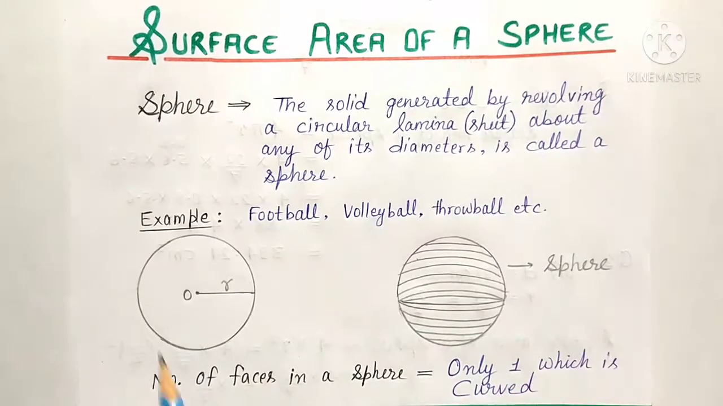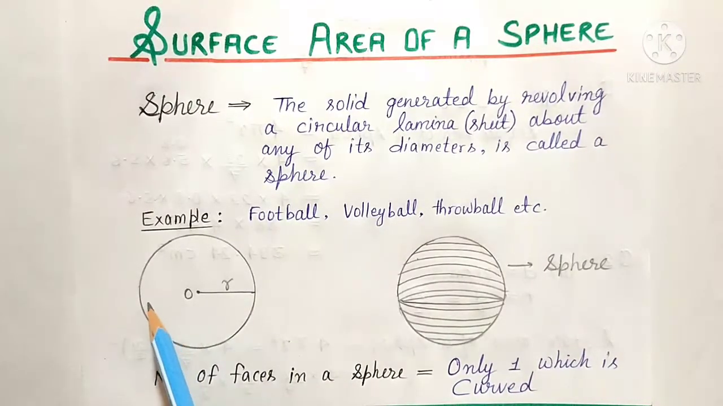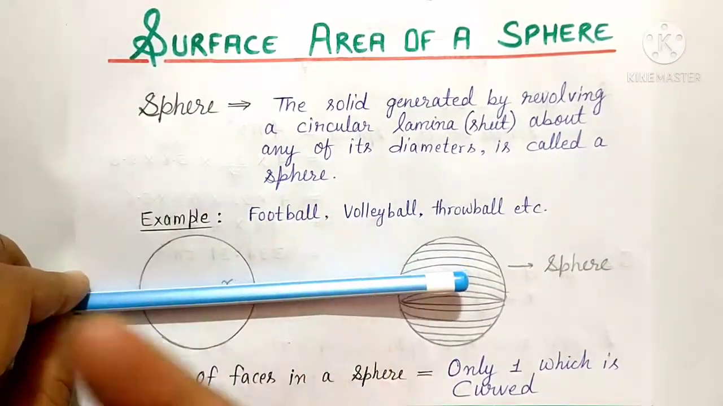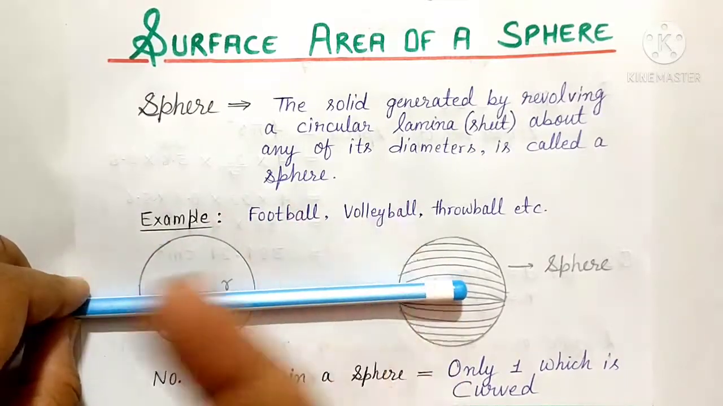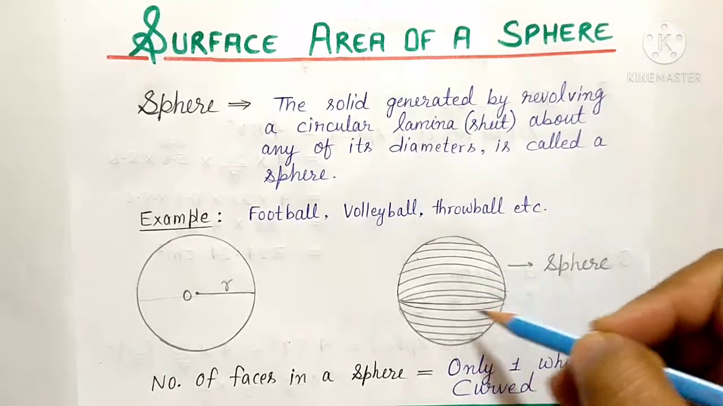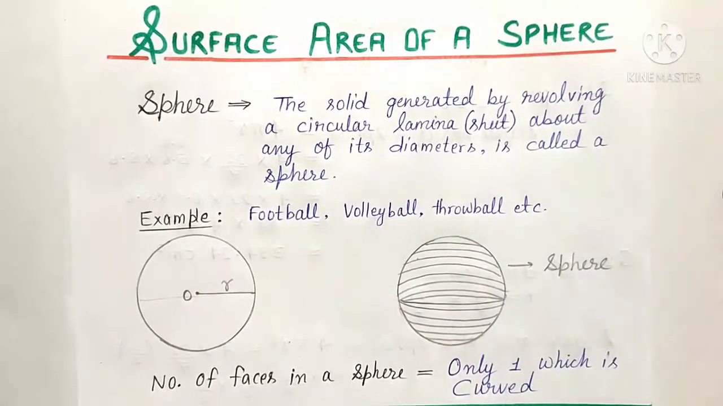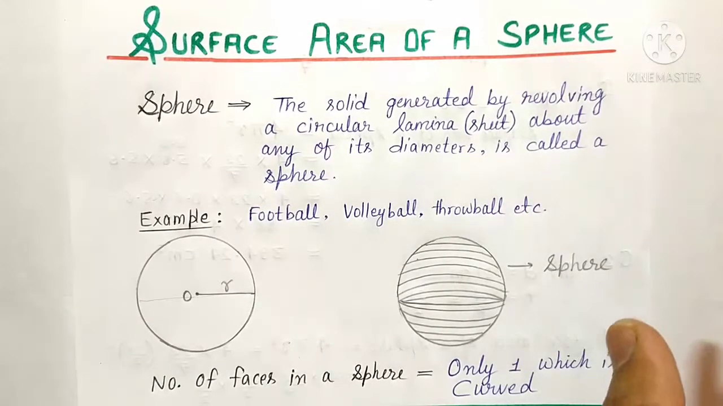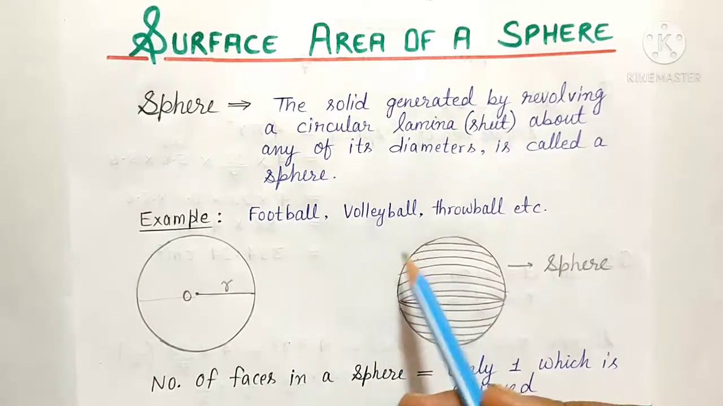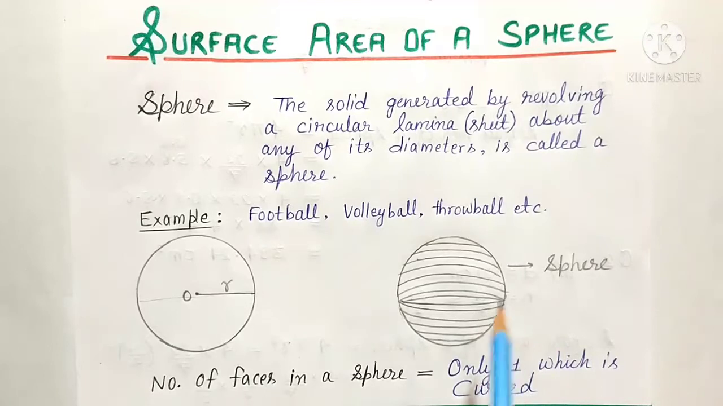It means that if we take a circle and keep it at its diameter like this, and then we revolve it around, what will happen? It will form a sphere, like this. As you can see, I have tried to draw this one. This is called a sphere. Think about the football, volleyball. These all are called spheres only. They are not circles, but they are in spherical shape.